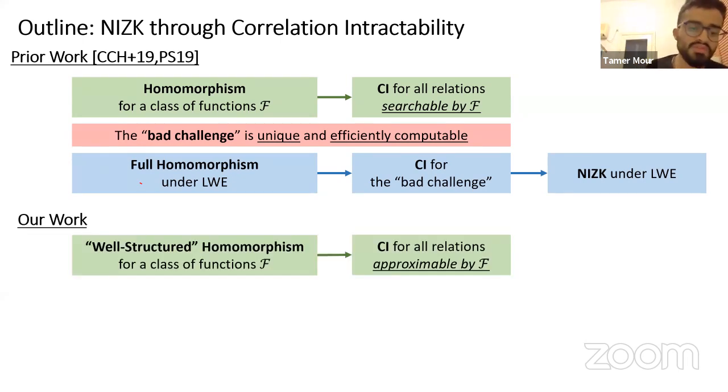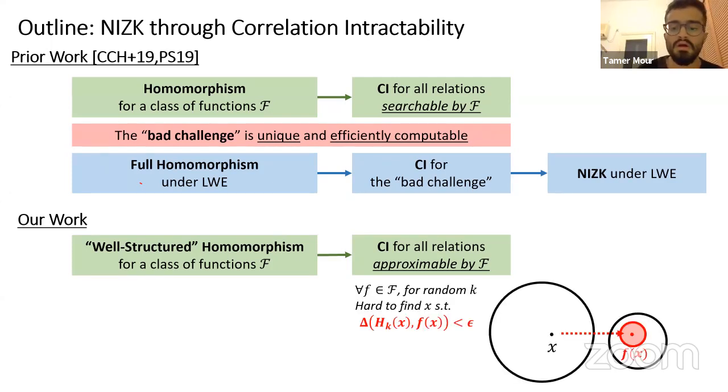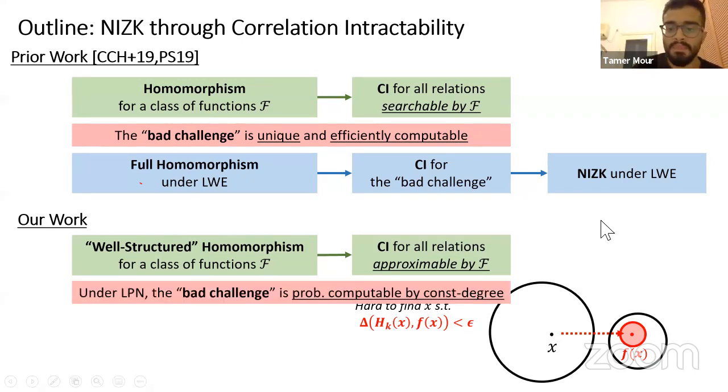Cool. So what we do differently is we observe that if we start with homomorphic primitives that further enjoy some very nice and useful structure, then we can get a stronger correlation intractability guarantee. In particular, we get a hash family where it's hard for an adversary to find an x such that H of x and f of x are even close to each other in Hamming distance. So this allows us to consider the approximation complexity of our target function, the bad challenge function. And we observe that there exists some zero knowledge protocol based on LPN where the bad challenge function can be probabilistically computable using constant degree polynomials.